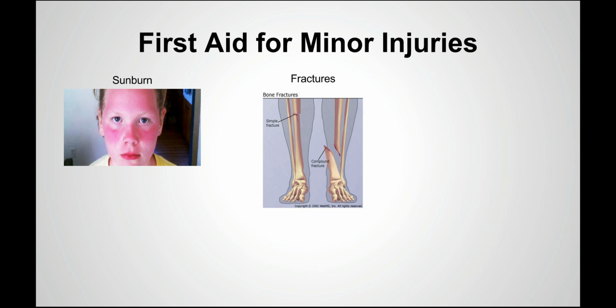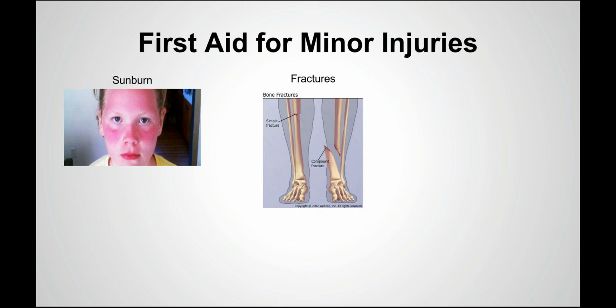A fracture is a break in the bone. In looking at the picture, there are two types of fractures: simple and compound. Simple are minor, while compound are major breaks to the bone. When either fracture occurs, you don't want to move the injured part. The best thing to do is to put ice on it, splint if possible, and call 911.